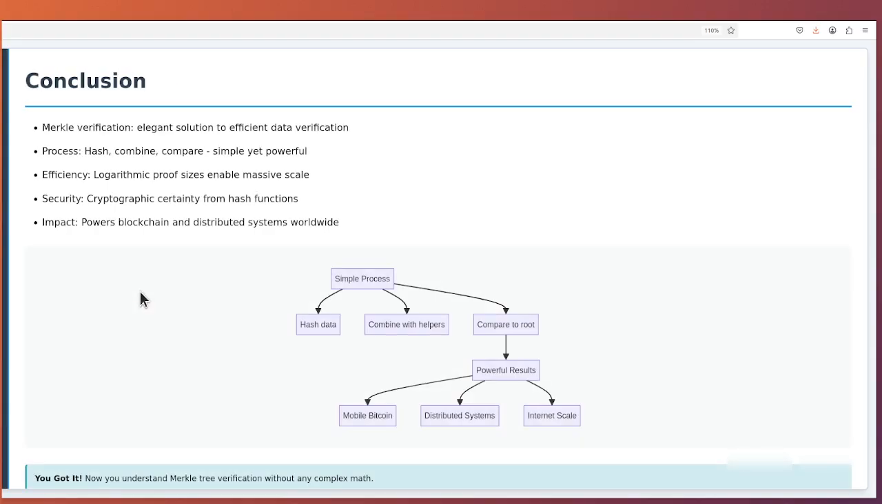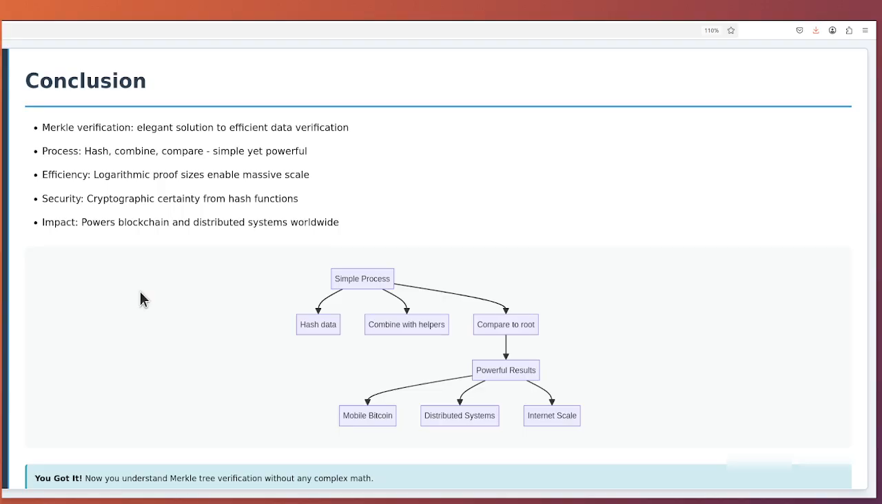Conclusion. We've learned how Merkle tree verification works from the ground up using simple explanations and examples. The core concept is elegant. Organize data in a tree of hashes, and verify any piece by computing a path to the root using a small proof. This simple idea enables massive efficiency gains. Billions of data items can be verified with just dozens of hashes.